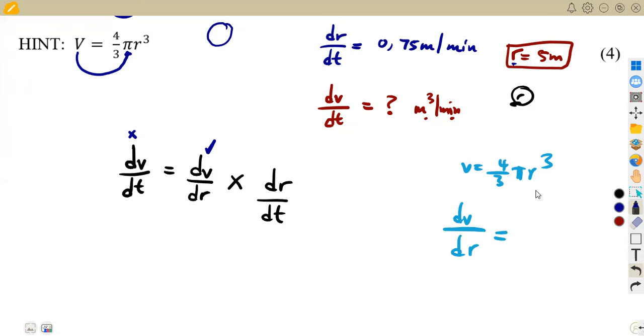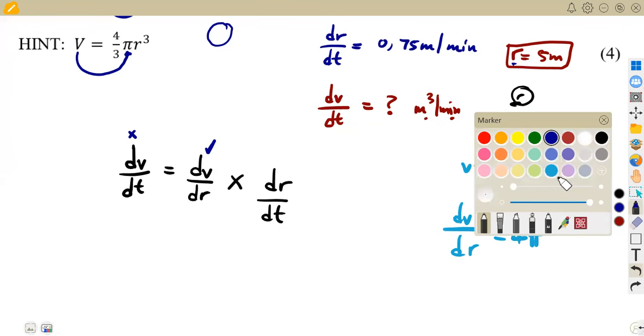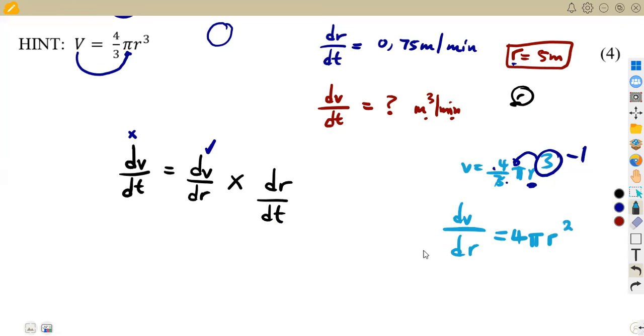Remember, we have just r as a variable. Pi is a constant, a number, so it does not affect. You drop the exponent: 4/3 times this 3, which is going to give us 4. The 3 will cancel, so we remain with 4 pi. Remember, subtract 1, so 3 minus 1 is going to be a 2. So we're going to have 4 pi r squared. This is our dV/dr.